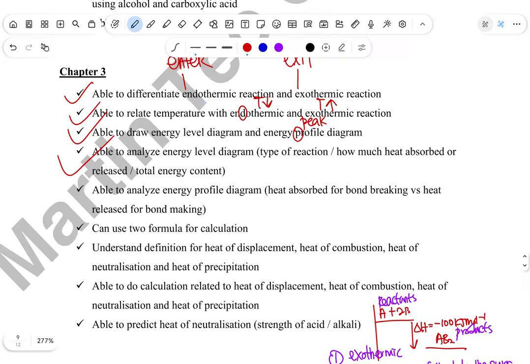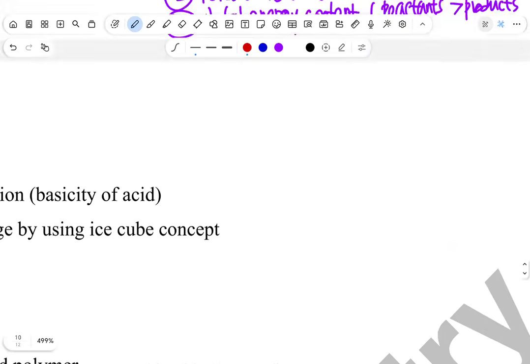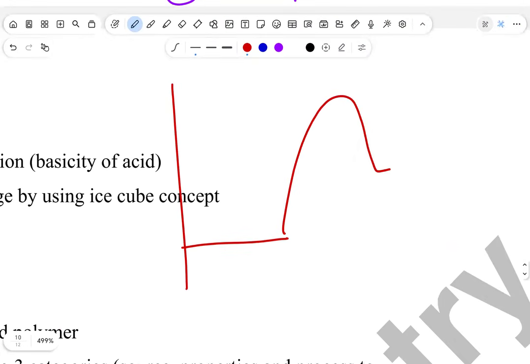Next one. If you have an energy profile diagram, what can we analyze? You will see a mountain. In an energy profile diagram, you can find the bond breaking and bond forming. So always remember, in chemistry, chemical substances can break bonds and form bonds.